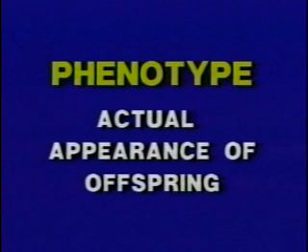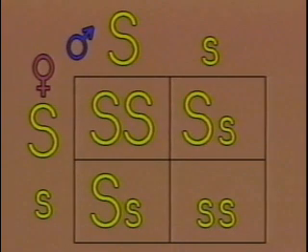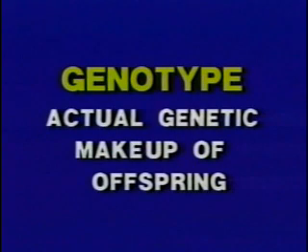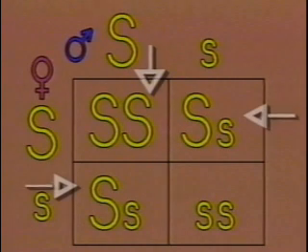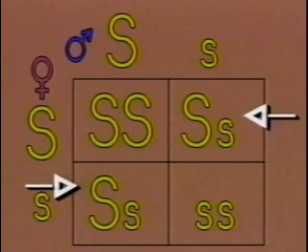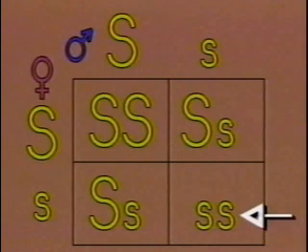What are the phenotypes, or actual appearances, of the offspring? Three will have short hair and one will have long hair. What are the genotypes, or actual genetic makeup, of the cats? The genotypes are one pure for short hair, two hybrid or mixed, and one pure for the recessive trait, long hair.